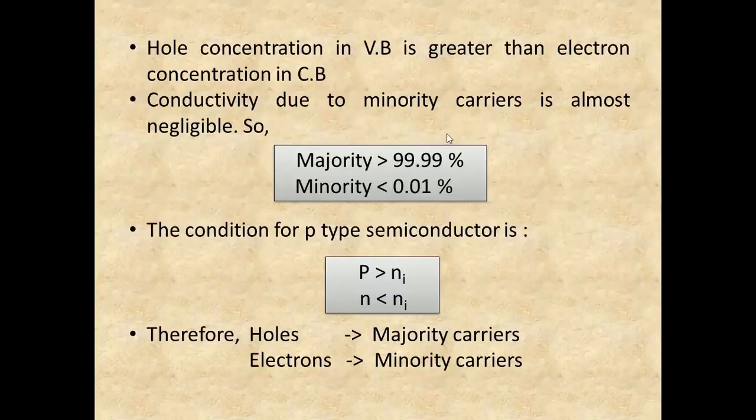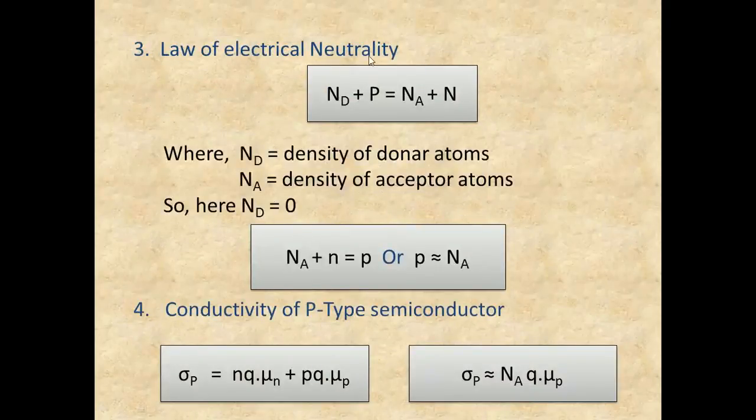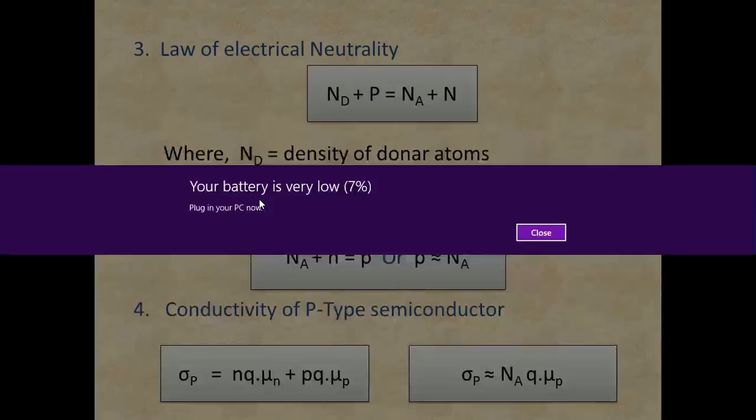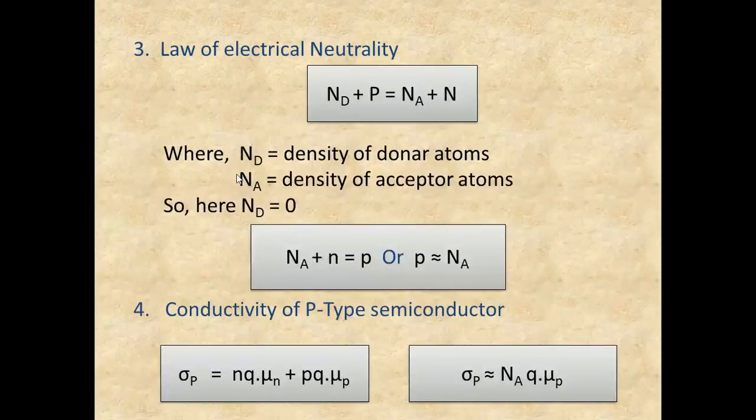Okay, so I was telling you that the condition for an N-type semiconductor was n greater than intrinsic, but here the holes will be greater than the intrinsic concentration and the electrons will be less in number. Therefore, holes will be the majority carriers and electrons will be the minority carriers. Again, the law of electrical neutrality is the same, everything is the same, you're just replacing ND, the density of donor atoms. Here we don't have donor atoms, we're just talking about acceptors. So your donor will be 0 and you're just putting Na, so you're getting p almost equal to the density of acceptor atoms. You're ignoring the electrons.